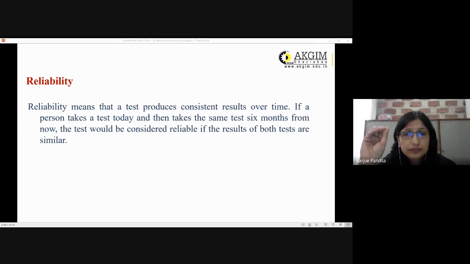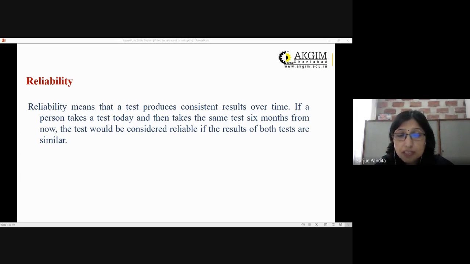For example, if it is a test, it has to be understandable. If it is so unreliable that it produces two different estimates of a person's present behavior, then how can we believe that it will give a good estimate of future behavior?